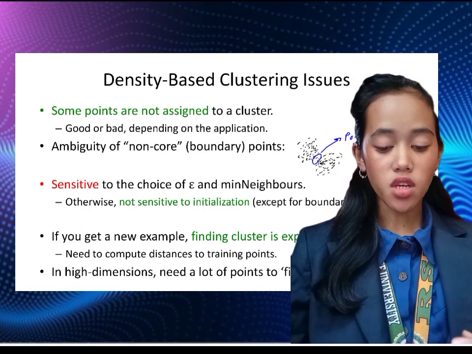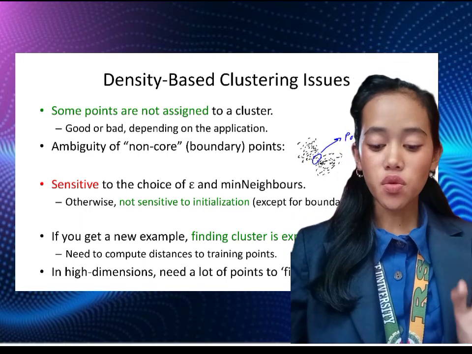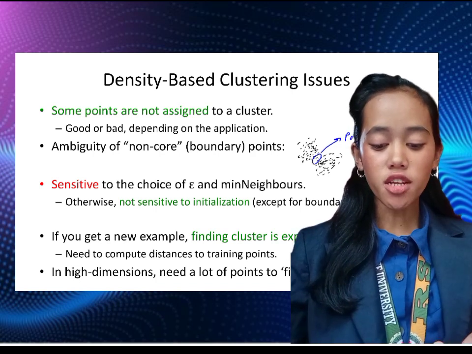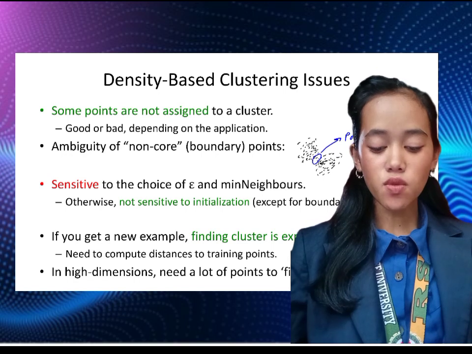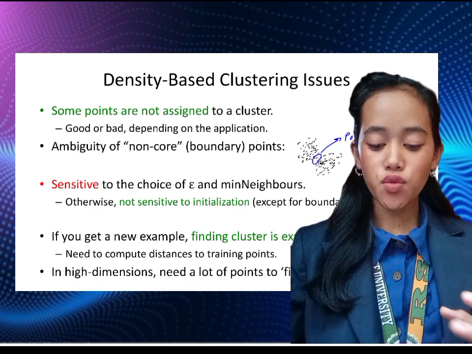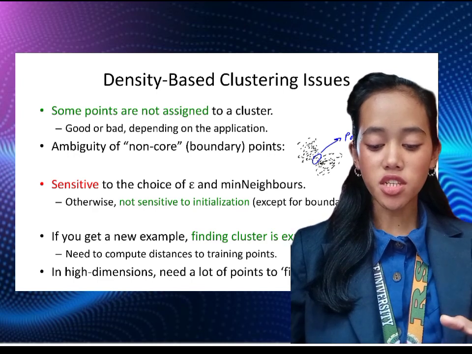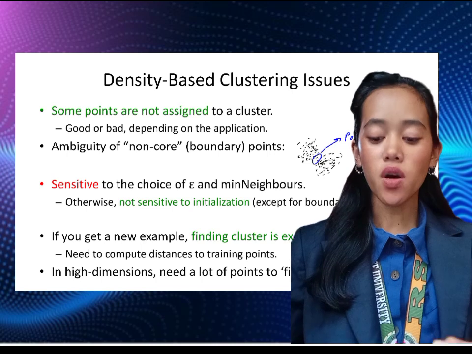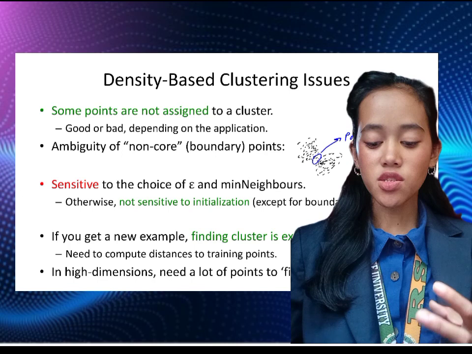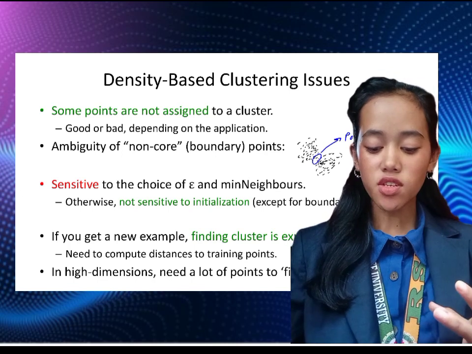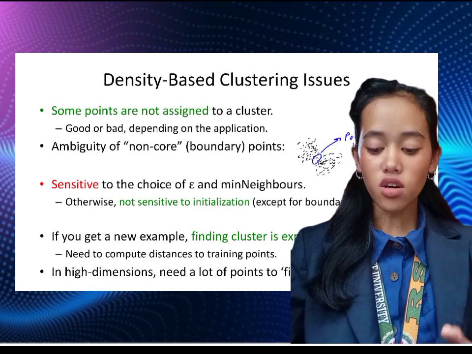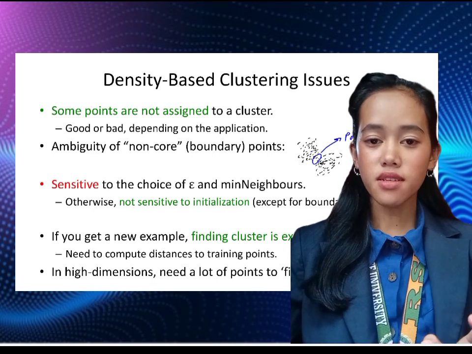Density-based clustering issues. The first one is that some points are not assigned to a cluster, which is good or bad depending on the application, and there is ambiguity for non-core boundary points. The second one is that it is sensitive to the choice of epsilon and minimum neighbors, otherwise it is not sensitive to initialization except for boundary points. If you get a new example, finding its cluster is expensive. You need to compute distances to training points, and in high dimensions you need a lot of points to fill the space.